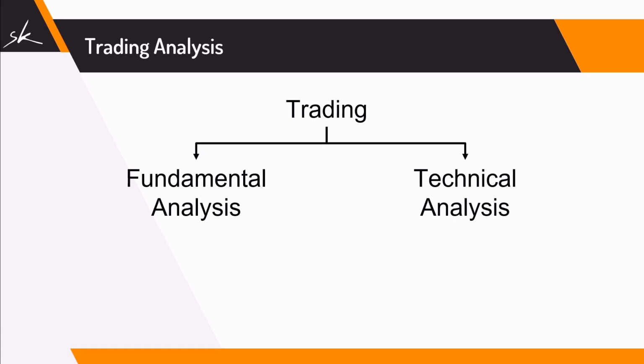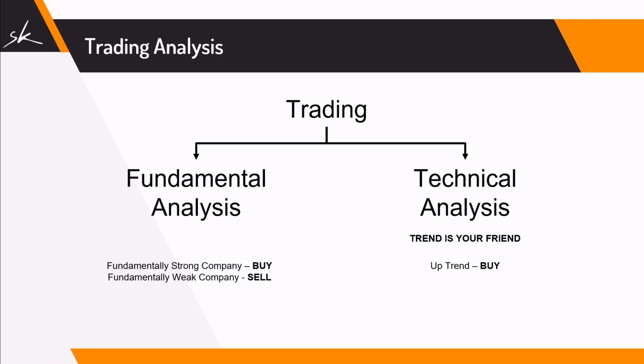If you look at them broadly, this is what fundamental analysis teaches. If a company is fundamentally strong, we should buy, and if a company is fundamentally weak, we should sell. Talking about technical analysis, every trading book teaches that trend is your friend. Therefore, in an uptrend, you should buy, and in a downtrend, you should sell.